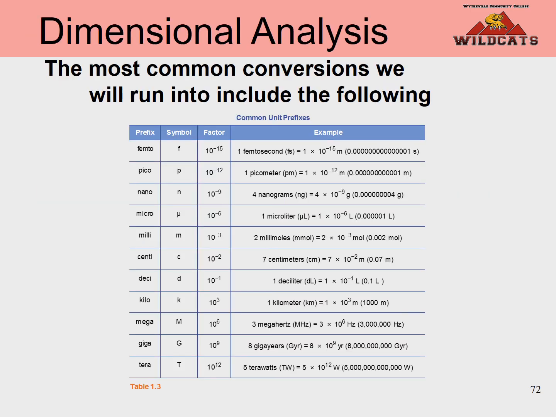So the most common conversions we'll run into include the following. And notice this is table 1.3 in your textbook. And no, we're not going to deal with all of them. We're pretty much going to deal with that middle section, the milli, the centi, the deci, and the kilo. And I would expect for you to be familiar with those. The micro, nano, pico, femto, giga, mega: when we need them, we'll talk about them, and I'll give them to you in the problem.